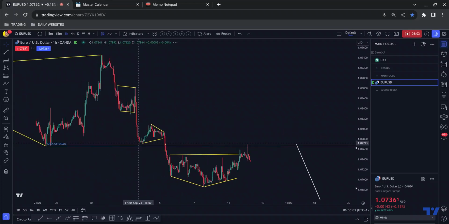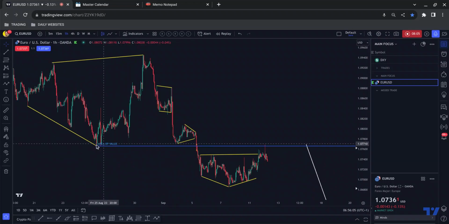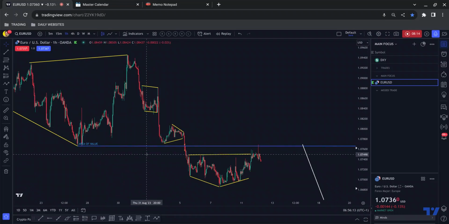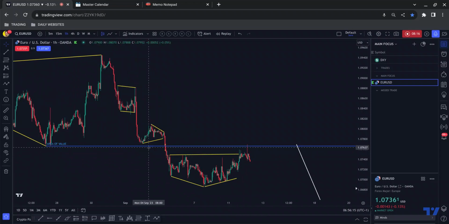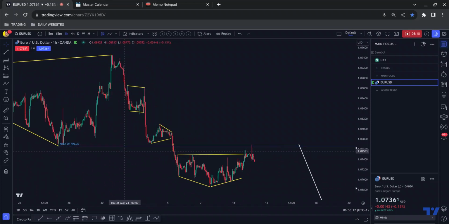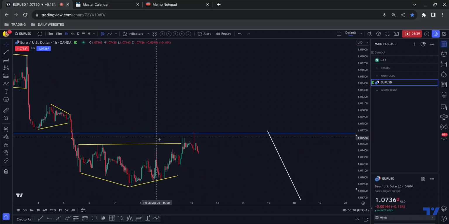with area of value written on it, which gives me a clue that the back end of this is the area of value. Okay, people believe that when support is broken, it now becomes resistance. So where would a lot of these people be getting short if they're trading support and resistance? They'd be getting short below here, and if they believe that this is now resistance, they would likely have their stop losses just above here. And if the big players know that, they will likely place their limit orders just above there.